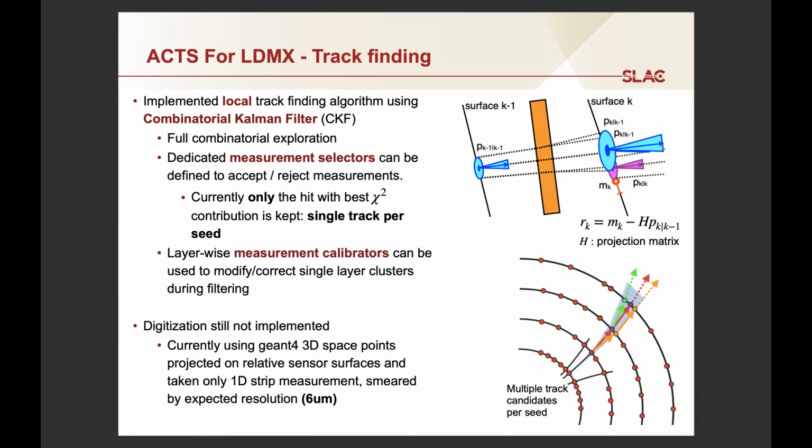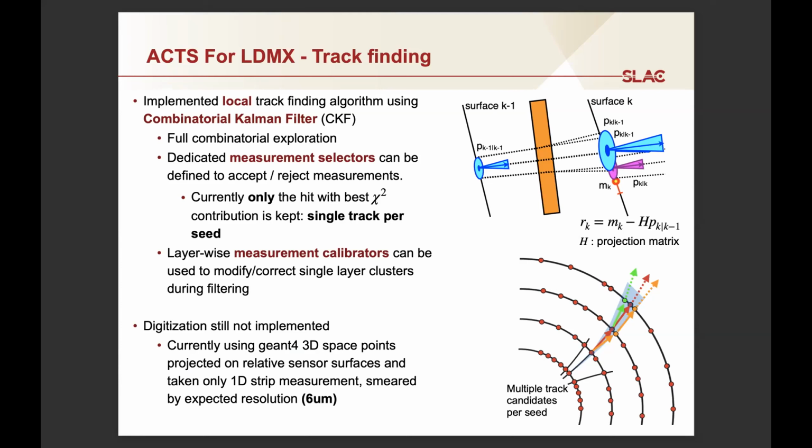It uses dedicated measurement selectors to accept or reject measurements. Currently, as it's pretty fresh work, we basically only use the best hit that is associated to the track hypothesis. So we basically have a single track per every seed that we have. We still don't have a digitization.